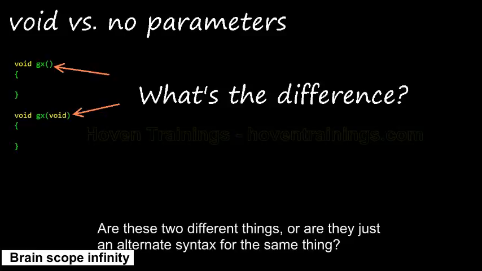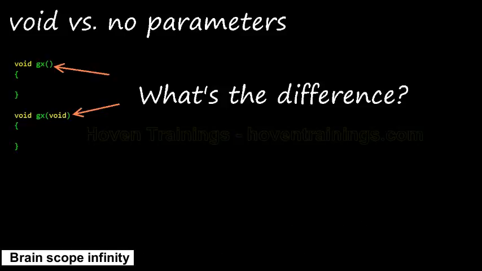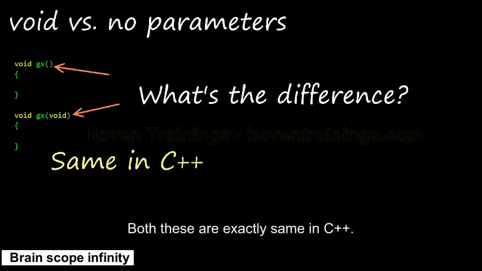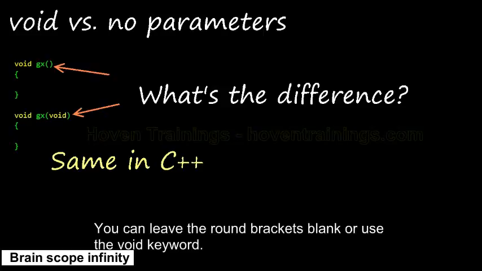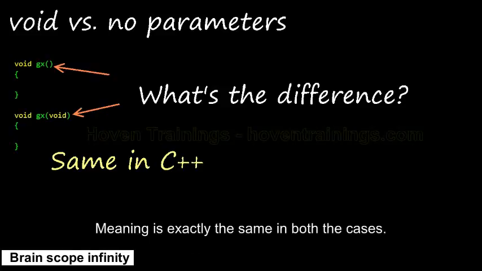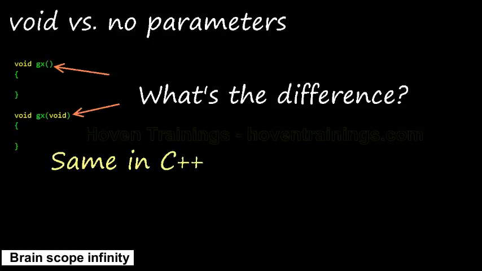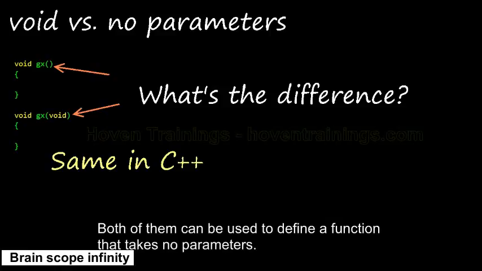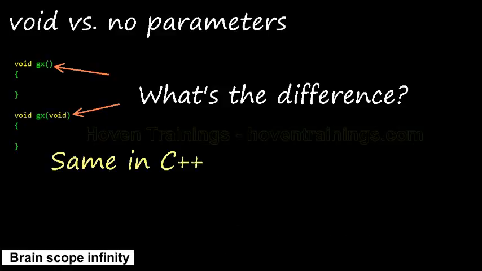Are these two different things, or are they just an alternate syntax for the same thing? Both these are exactly same in C++. You can leave the round brackets blank or use the void keyword. Meaning is exactly the same in both the cases. Both of them can be used to define a function that takes no parameters.